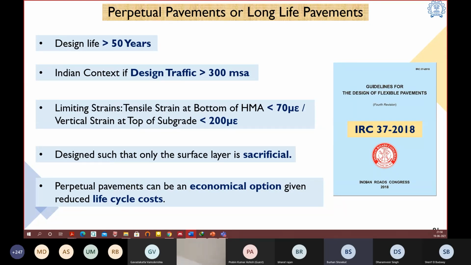Additionally, the National Highway Authority of India, which is a statutory body that formulates and controls the road network in India, has considered perpetual pavements to be an economical option due to the reduced life cycle cost, because it has a long life and therefore there may be less maintenance cost.